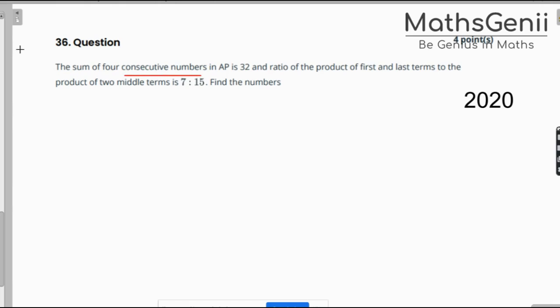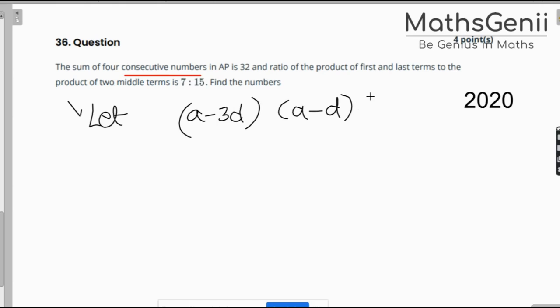Assumption. Let the four consecutive numbers be a minus 3d, a minus d. So whenever the question says four consecutive numbers in an AP, you always have to assume this only. Then a plus d, and the fourth number is a plus 3d. Now let's look at the question.